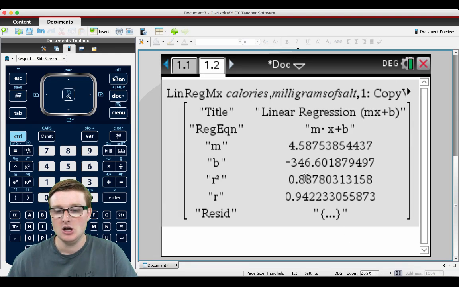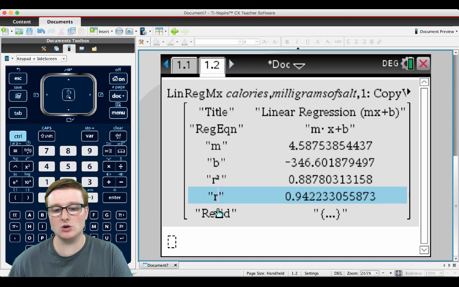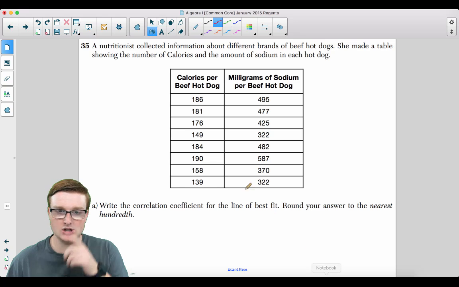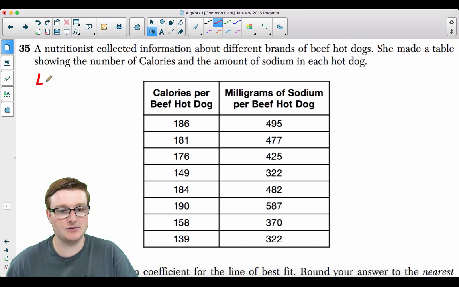Click OK. Ladies and gentlemen, you need to actually write, not all of this, but you need to write selected values. So like I would write the title, I would then write m and b, and then I would write r. You don't need r squared, you don't need resid, and you don't need the regression equation. We already know what that is. So up here to the left, I'm actually going to write down linear regression.